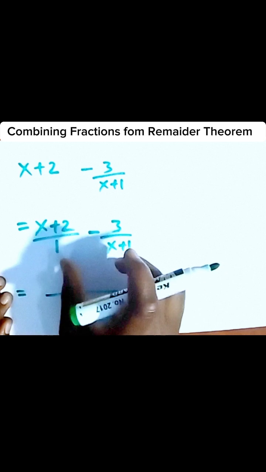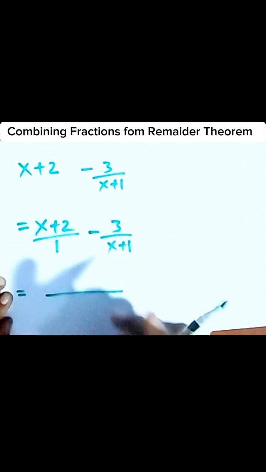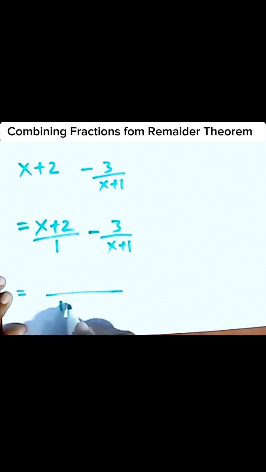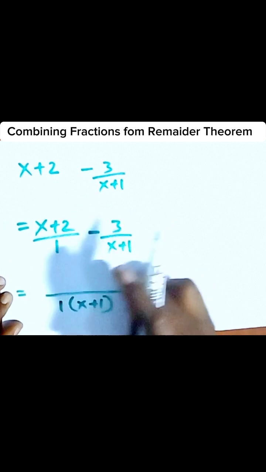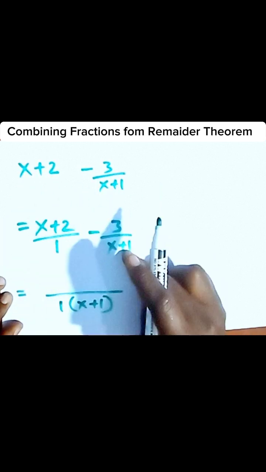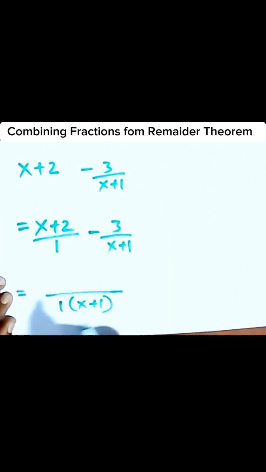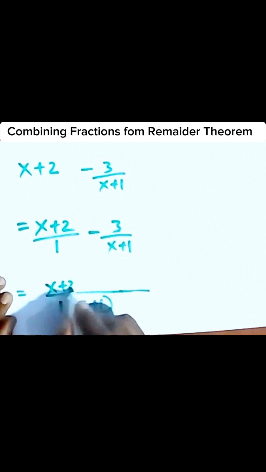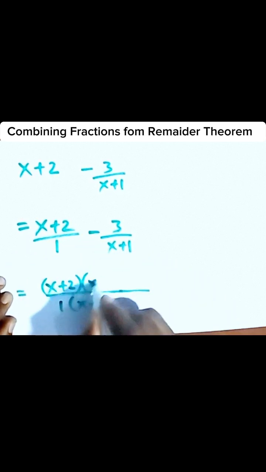You take the common factors, which are 1 and x plus 1. So that will just give us 1 times x plus 1. And then you cross multiply the original fractions. So what does that give to us? Let me elongate this a little. You have x plus 2 times x plus 1.